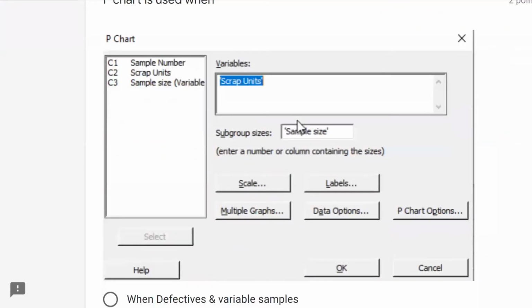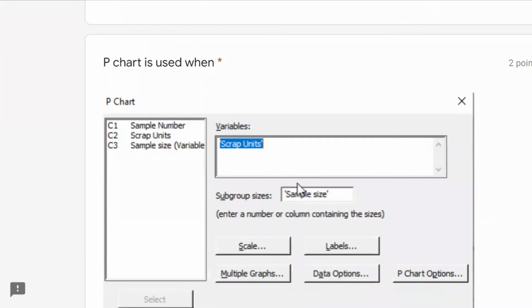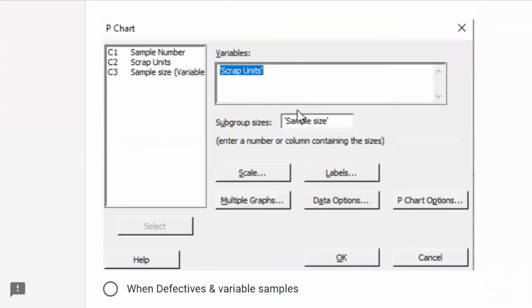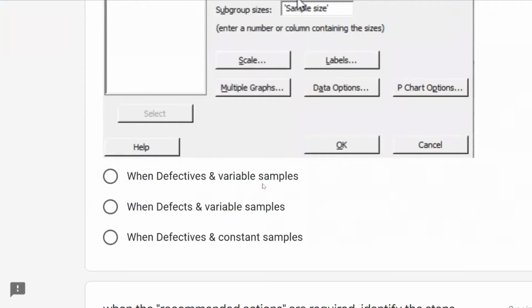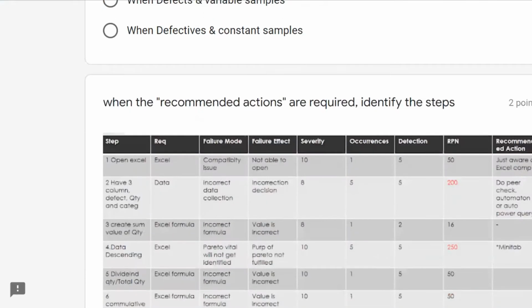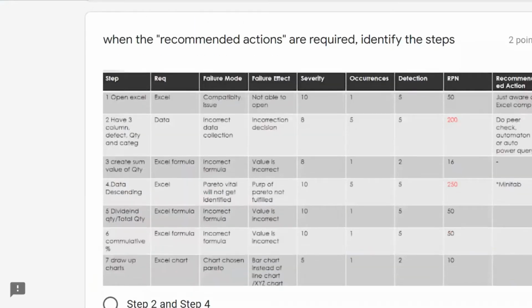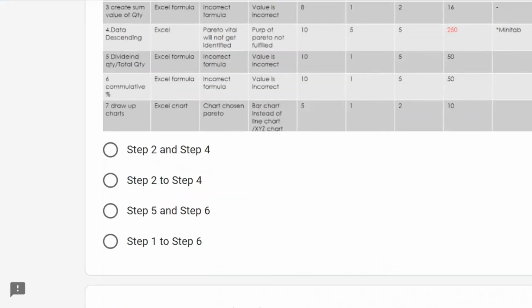So P chart, when to use a P chart? You all know that a P chart is used for defectives, and when you have a variable sample size, you can use the P chart. That's the reason you will have a provision like this in Minitab, so that you can insert the sample column as well. So therefore, when defective, when variable samples are being formed. Let's go to the next question. When should the recommended action be taken? In this case, the RPN is higher in the second place and fourth place. So we need to take recommended action.